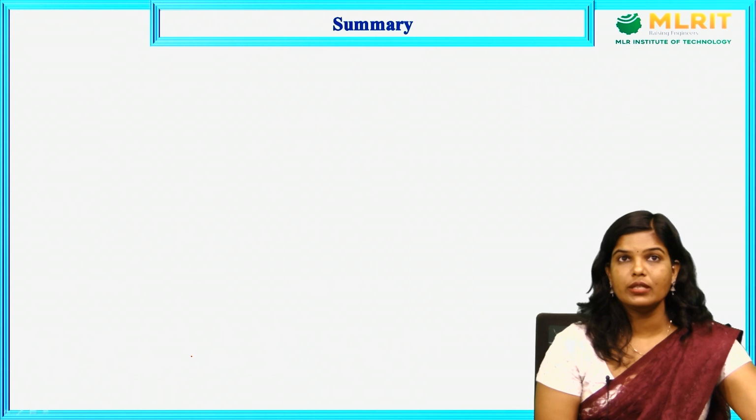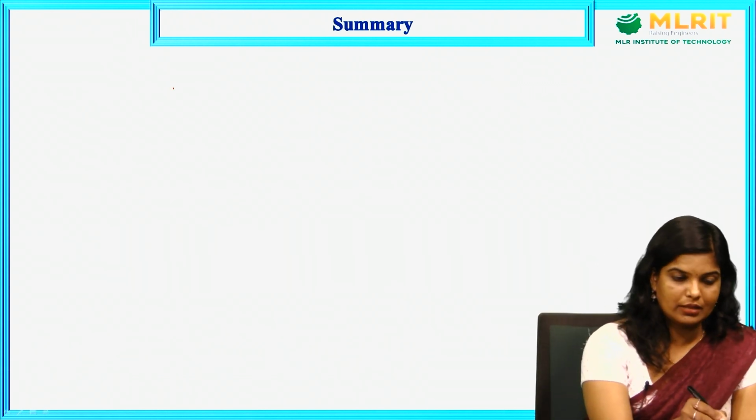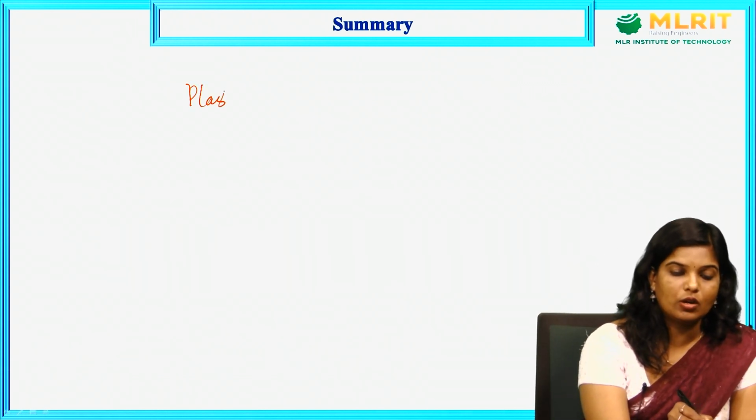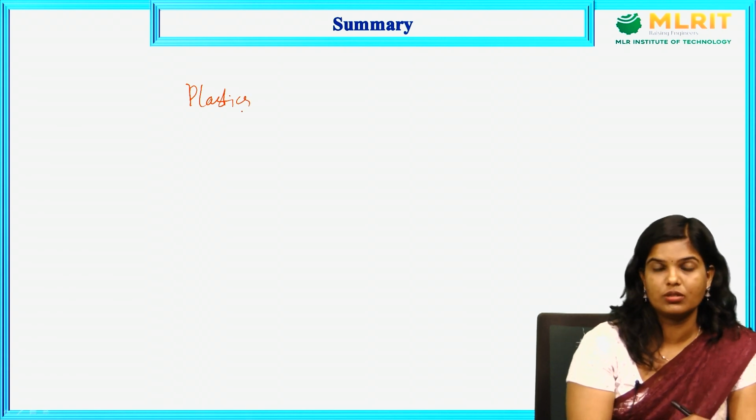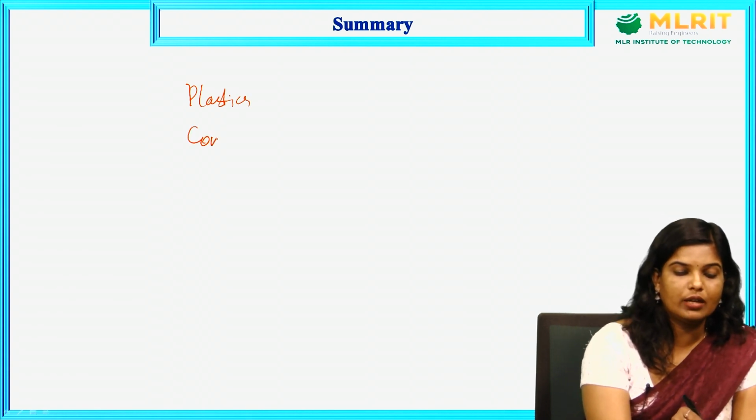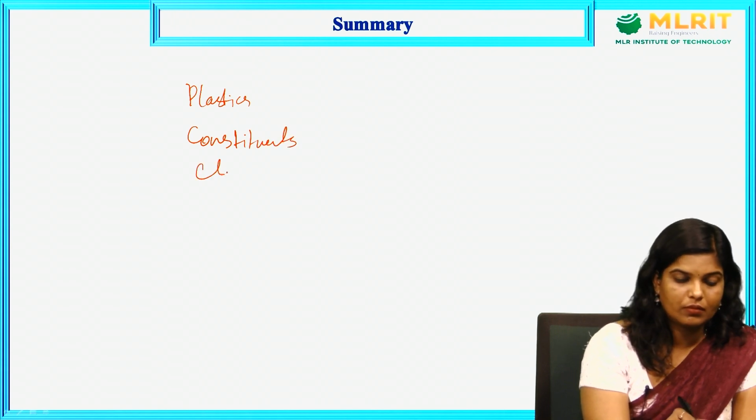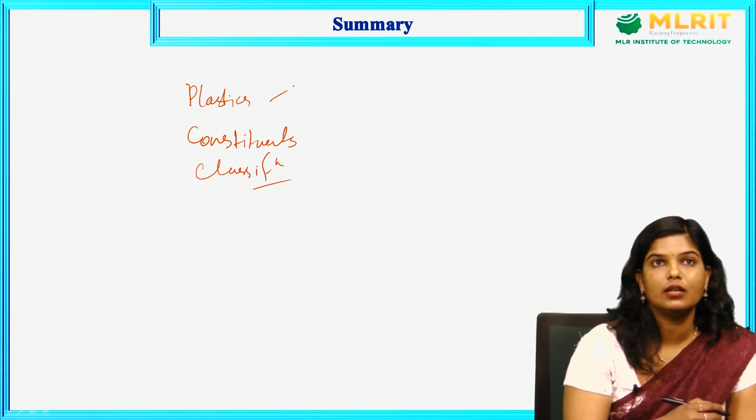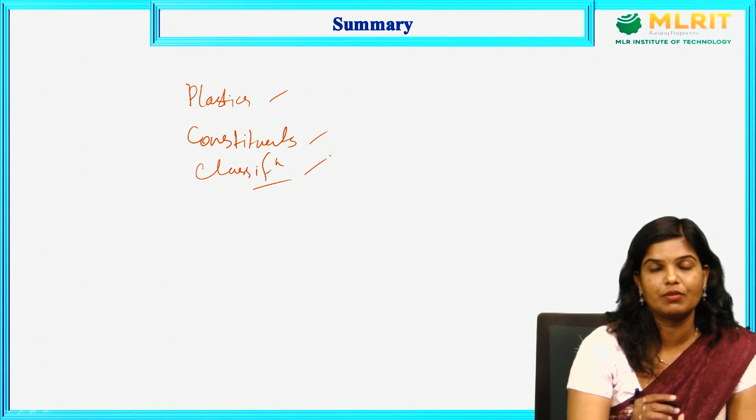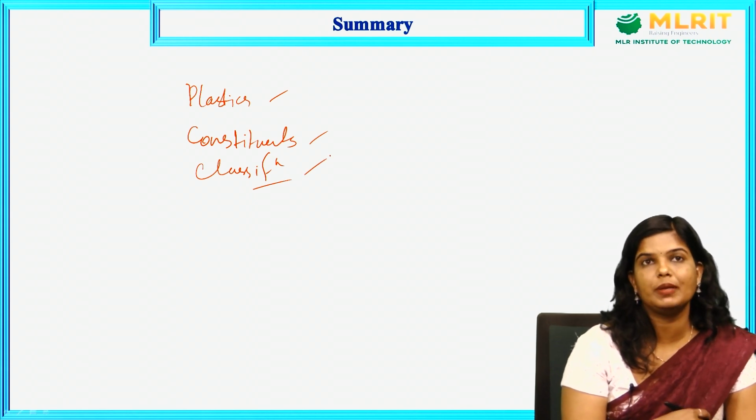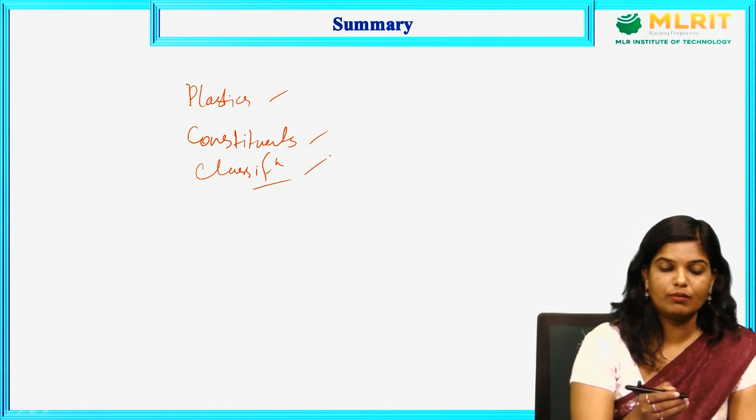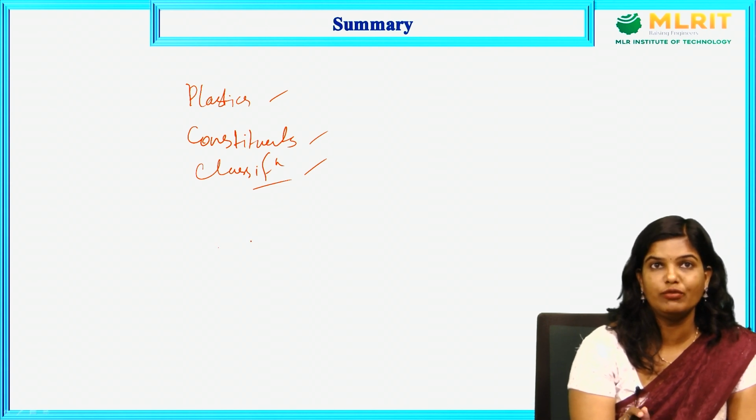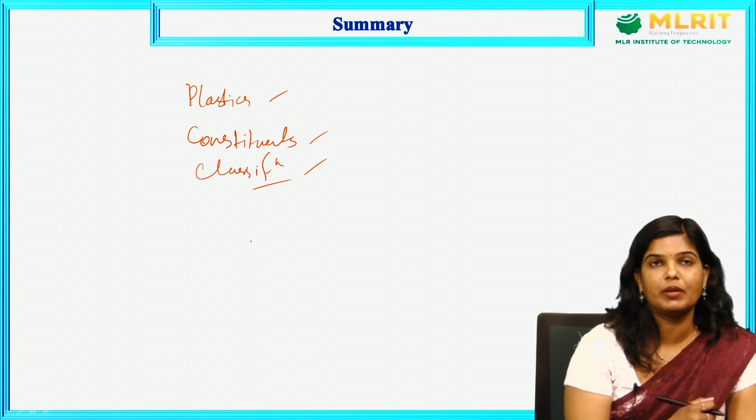That's all. So for today's class, I dealt with plastic, then the constituents of plastics, what the different constituents were, then the classification. I hope everyone understood the basic concepts of plastics, different constituents of plastics, as well as the classification of plastic. For the next class, we will be dealing with one example of thermoset and one example of thermoplastics, like PVC as well as bakelite.